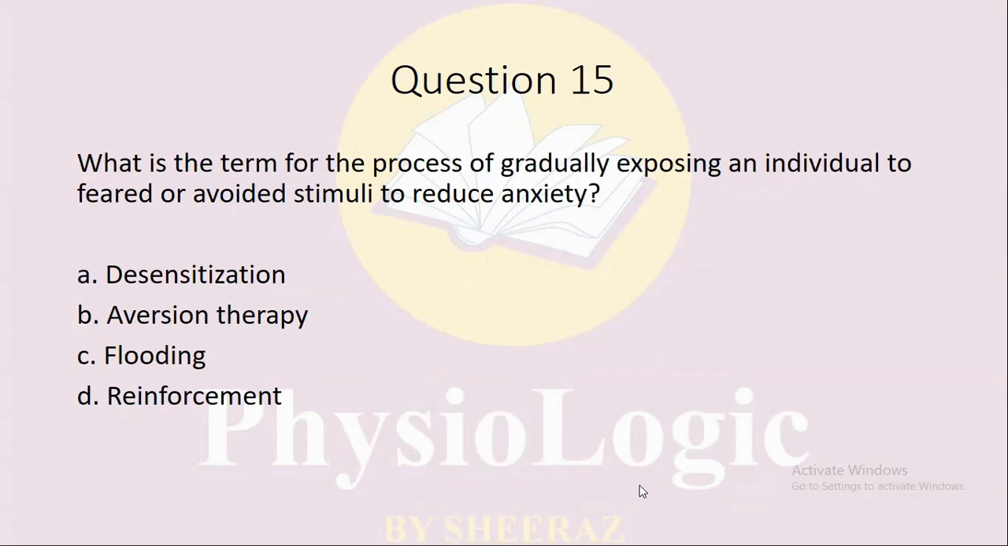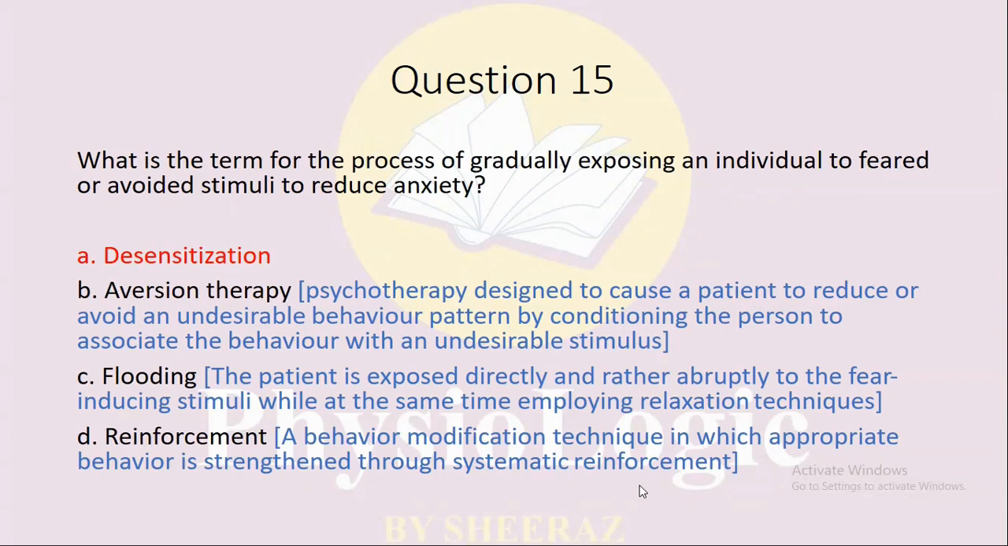Next MCQ is, what is the term for the process of gradually exposing an individual to feared or avoided stimuli to reduce anxiety? Option A, desensitization. Option B, aversion therapy. Option C, flooding. And option D, reinforcement. And the correct option is option A, desensitization.